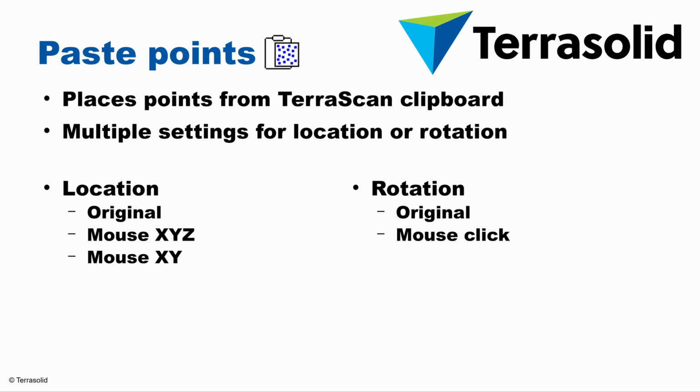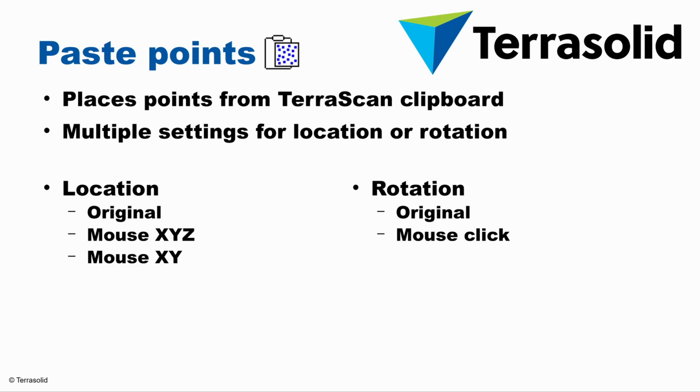Paste Points tool adds points from TerraScan clipboard to the scene. There are multiple settings for locating or rotating the points. For location, there are options Original, Mouse XYZ, and Mouse XY. Original location is useful if you want only to rotate the object.